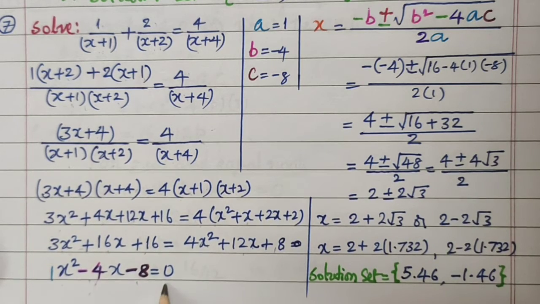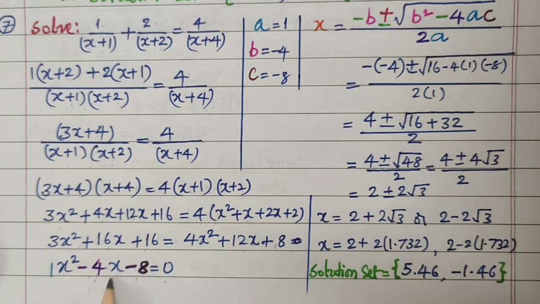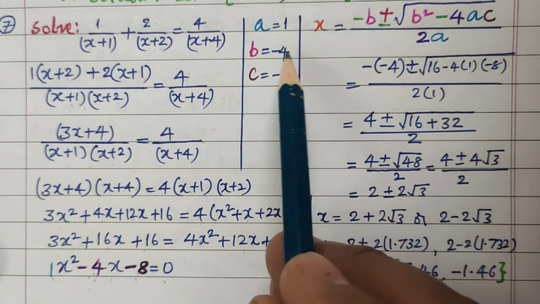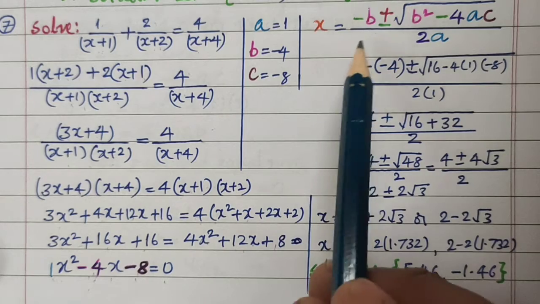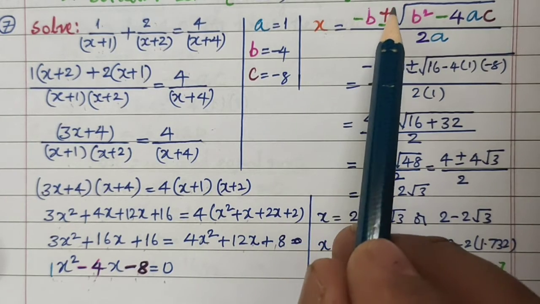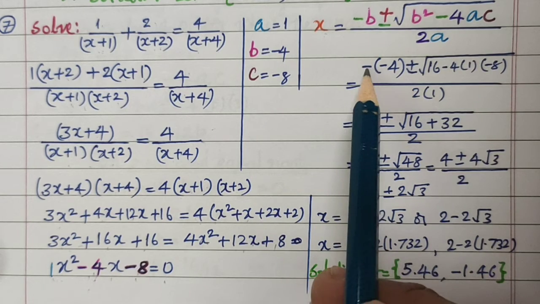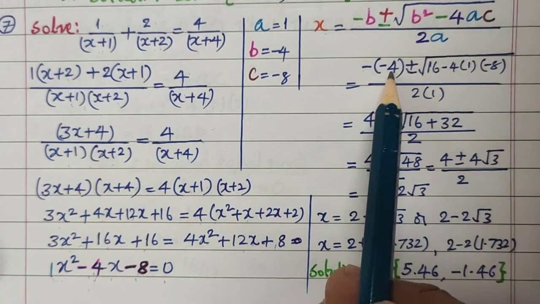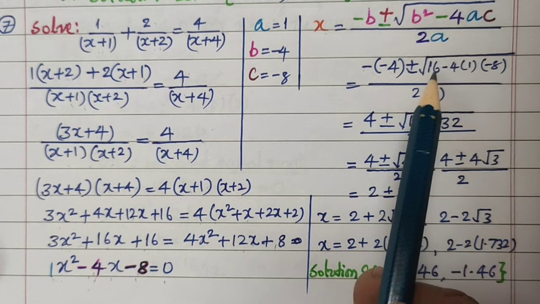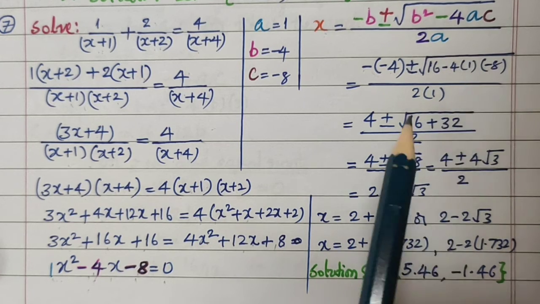This is in the standard form. Then write down the values of a, b, c. A is 1, b is minus 4 and c is minus 8. And write down the formula: x is equal to minus b plus or minus square root of b square minus 4ac divided by 2a. Substitute values. Minus of minus 4 is plus 4 plus or minus square root of 4 square minus 4 into 1 into minus 8, divided by 2.